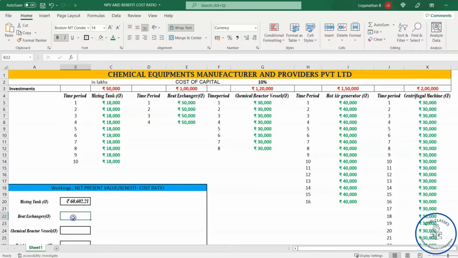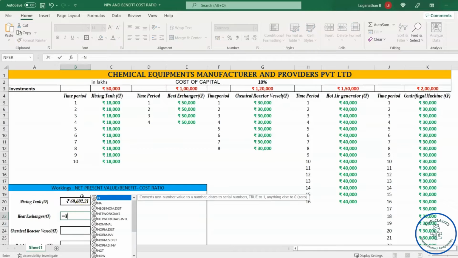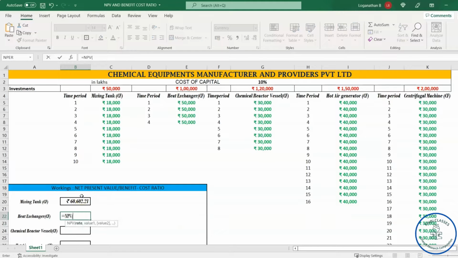In a similar way, we calculate for the heat exchanger: equal to NPV, then tab key, and the rate of return, the minimum rate of return is 10%, comma, and the cash inflows that we have to select are from the time period 1st to 4th. So 50,000 is the selection that you have to make. Close the bracket, minus the outflow of the cash.